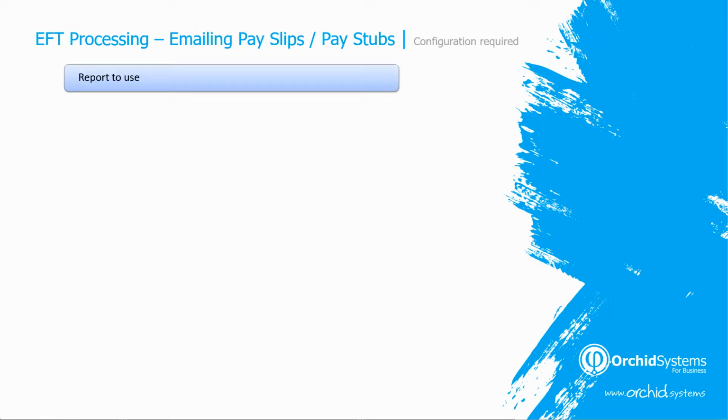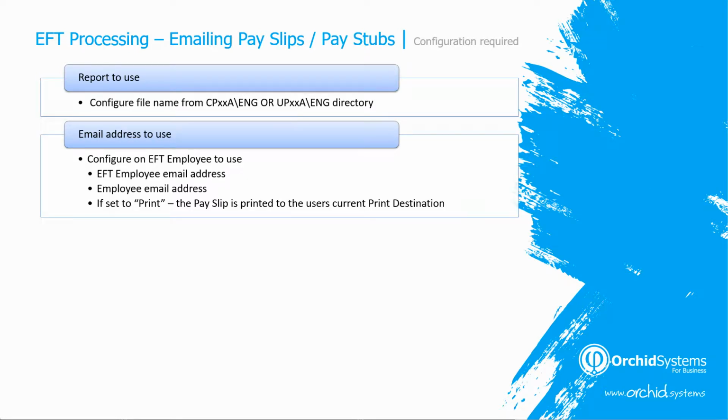The configuration that is required is first in EFT processing, you need to configure which crystal report to use for your payslip. And it will be either from the CPXXA-ENG directory or whatever language you're using, or the UPXXA-ENG directory or whatever language you're using. And then you need to tell EFT which email address to use for the employees, whether it's the one on the EFT employee record or employee email address on their Canadian payroll or US payroll employee record, or if you want to print the payslips for this particular employee.